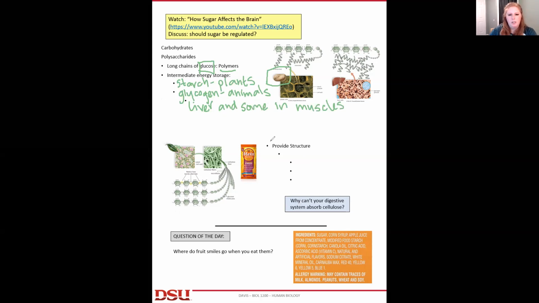In addition to these storage processes, polysaccharides can also provide structure. They provide structure in the form of something called cellulose, not cellulite, cellulose. Cellulose is the most common polysaccharide on Earth. It's the most abundant, and it is what forms the cell walls of plants.